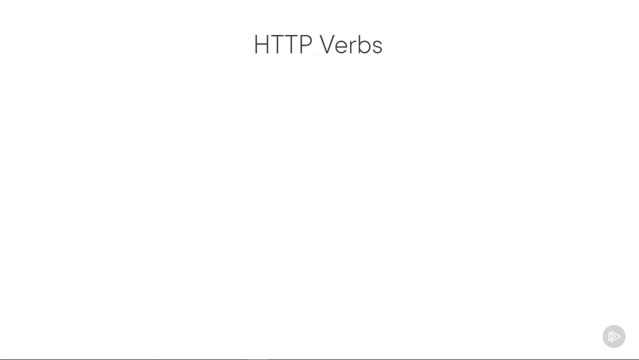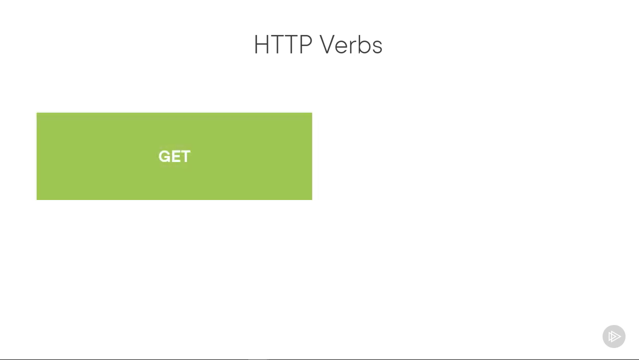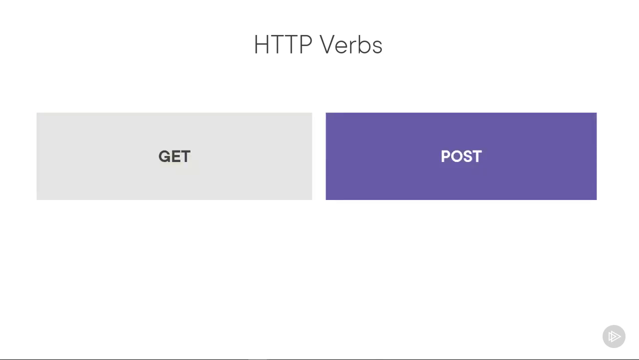Based on the HTTP verb, a REST API will perform a certain action. Indeed, the HTTP verb that comes in will determine what the API should do. Here are the most common HTTP verbs. GET means give me a result. POST is used to create a new instance or record typically.